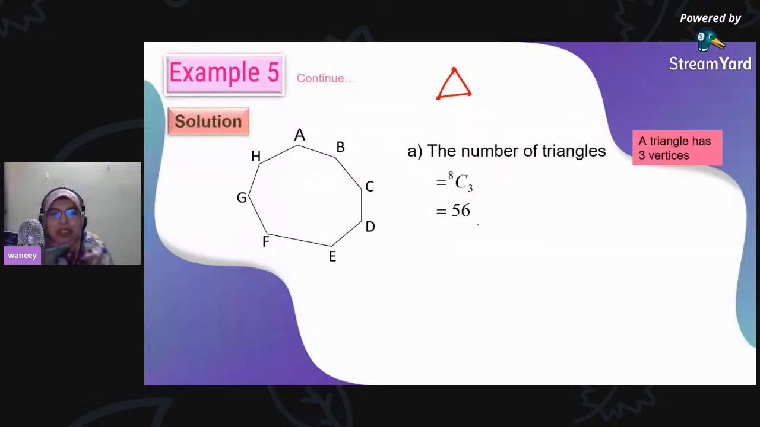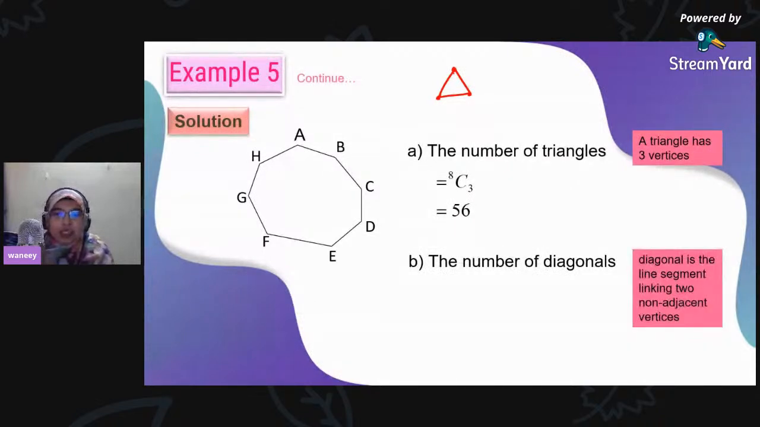The next one, the number of diagonals. What is a diagonal? A diagonal is the line segment linking two non-adjacent vertices. Two non-adjacent, that means it cannot be side by side. Now I want to link two vertices. So out of 8, I will choose 2. 8C2. However, if I simply do 8C2, the answer might be A until B, because we simply do 8C2.